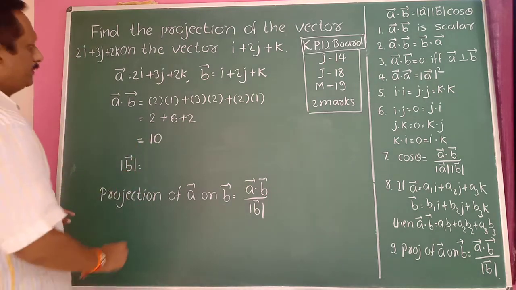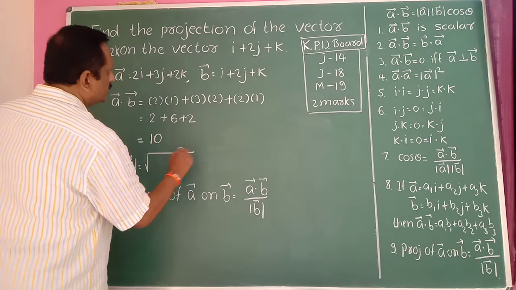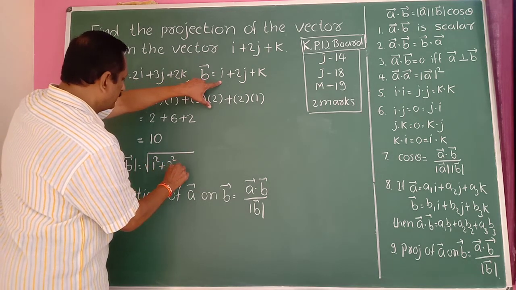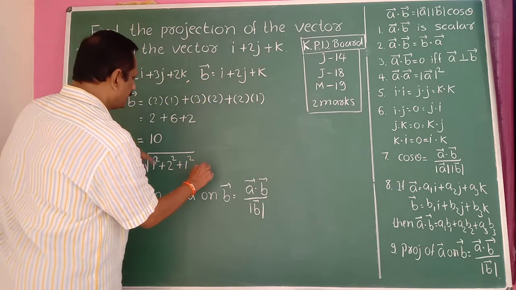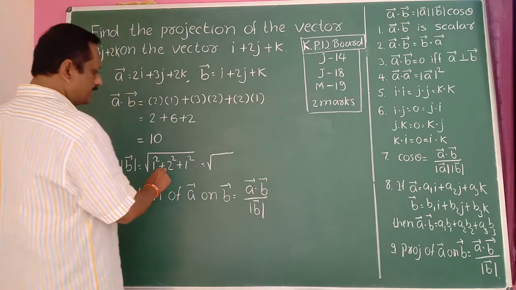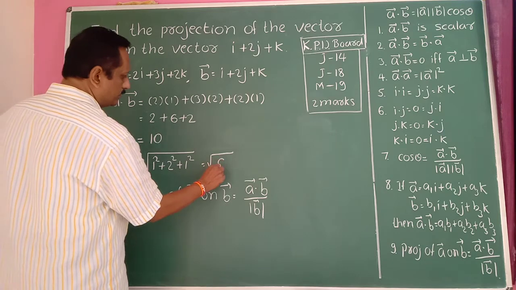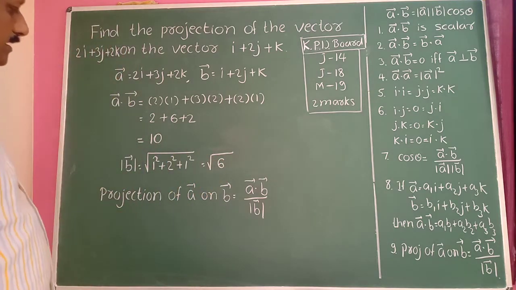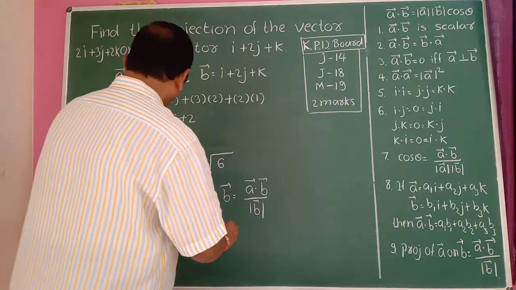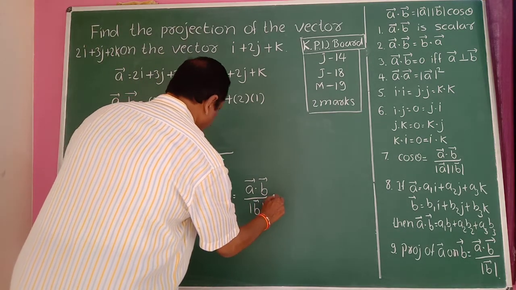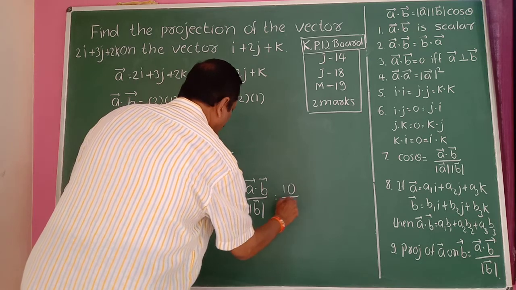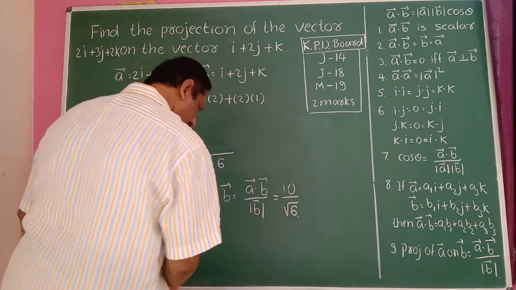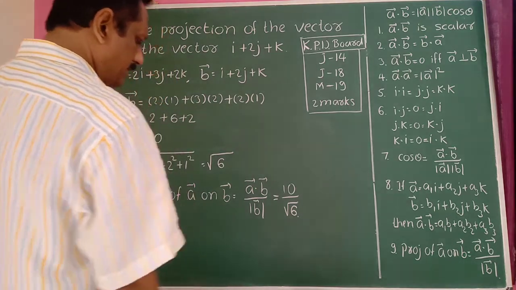Then the modulus of b bar is the root of 1 square plus 2 square plus 1 square. It is the root of 1 plus 4 plus 1, the root of 6. Therefore, the projection of the vector a bar on the vector b bar is a bar dot b bar upon modulus of b bar. It is 10 divided by root 6. So 10 divided by root 6 is the answer.